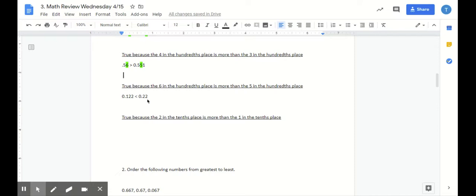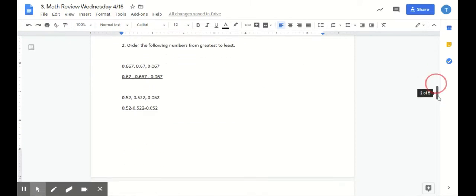True or false? I said true because the 2 in the tenths place, in my second number, is more than the 1 in the tenths place for my first number. Okay? So realize I should be paying attention to my inequality signs right here for each one and not just looking at the numbers. Always pay attention to those. Okay. Now for my next portion.